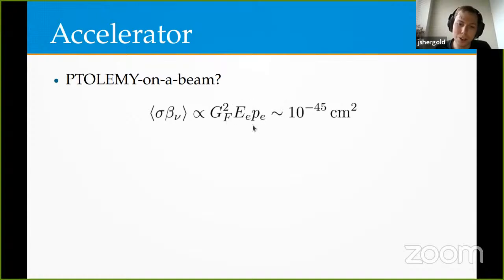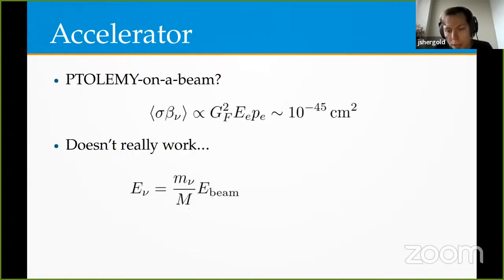It goes something like the electron energy squared, and we figured if we put the tritium atoms on a beam, maybe we can increase the energy of the electron sufficiently in the final state, such that the cross section is bigger, and we can reduce the tritium requirements, because that was the biggest issue for actually building the Ptolemy experiment. However, we very quickly realized that this doesn't really work.